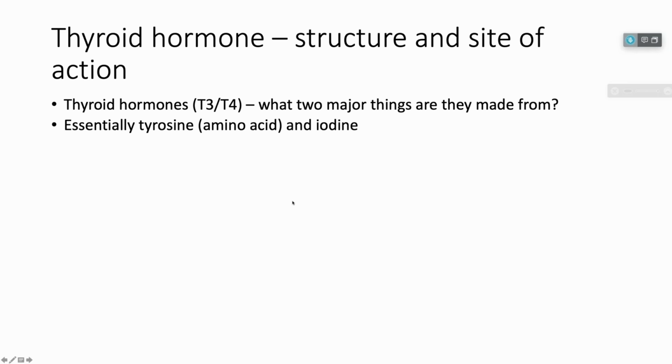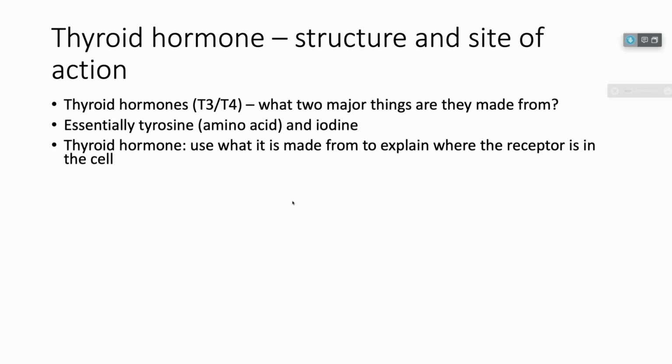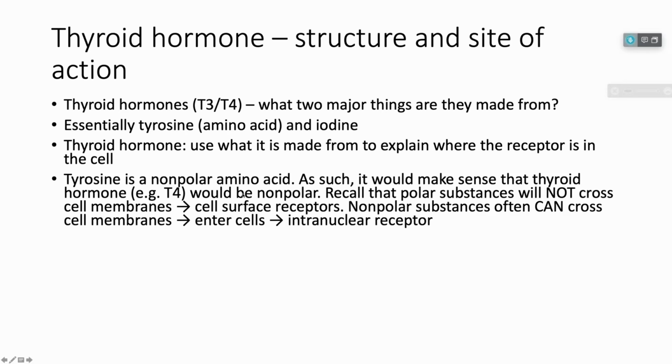So use the fact that it's made from tyrosine to explain where the thyroid hormone receptor is in the cell. It's in the cytoplasm, like intracellular. Good. Why is it intracellular? Because tyrosine is a nonpolar amino acid. Yeah, exactly. So tyrosine is nonpolar, so it would make sense that the thyroid hormone would also be nonpolar, because it's made essentially from tyrosine.